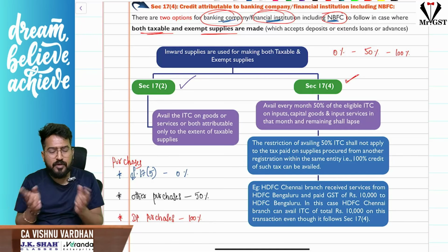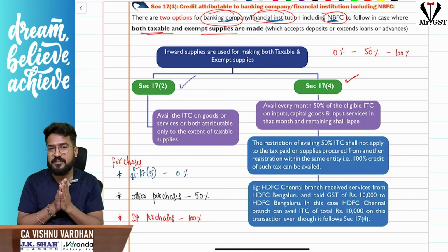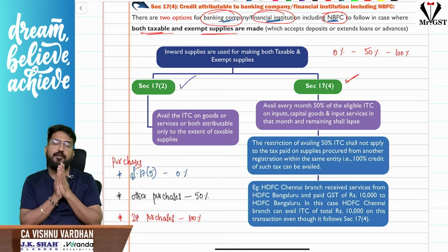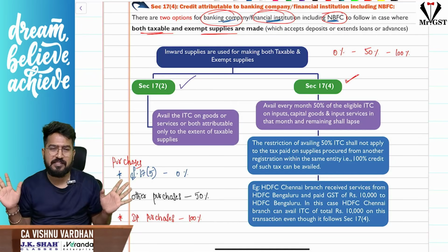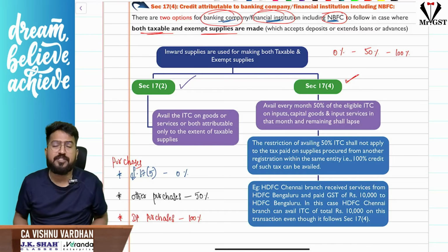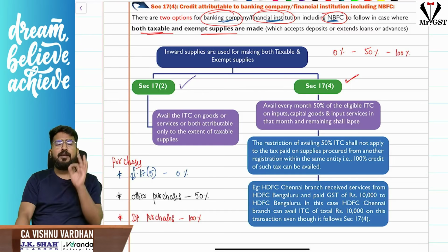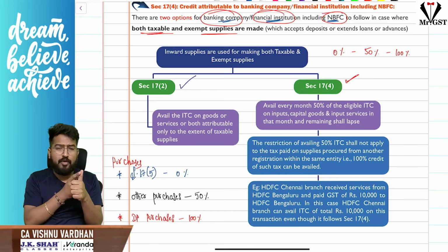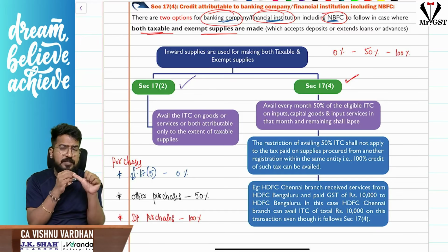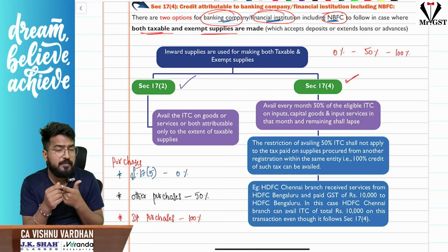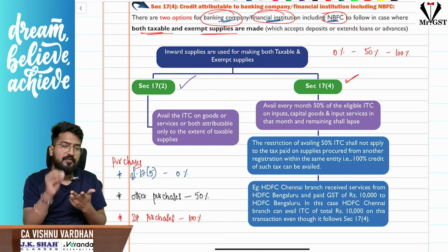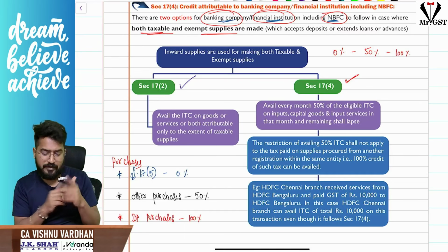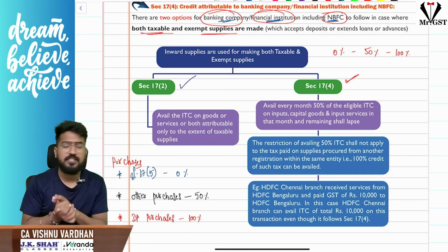Sir, is it true? Yes, but there is a small twist in the story. What is the twist? You should reverse 50% again at the end of the month. That means a flat 50% is available. So simple, remember 17 subsection 4 if you are going with that. Sir, for banking companies, financial institutions and NBFCs, three things. Whatever blocked credits you purchase, no ITC, 0%. Other purchases you can take 50% ITC, and if you are buying from your own distinct persons, 100% ITC. So 0, 50, 100. That way you remember. That is section 17 subsection 4.